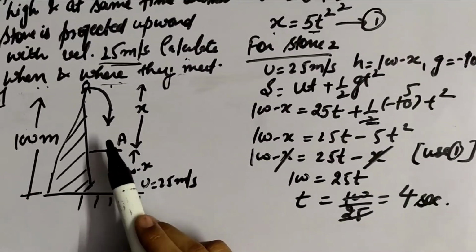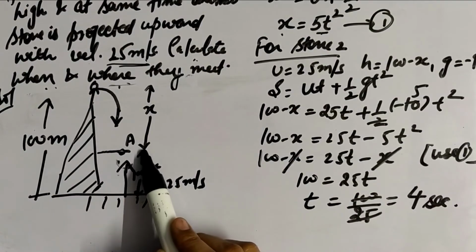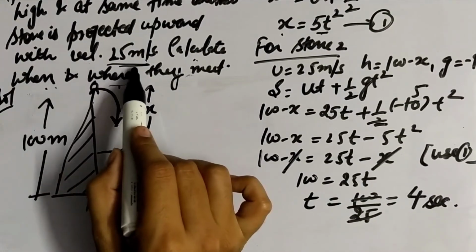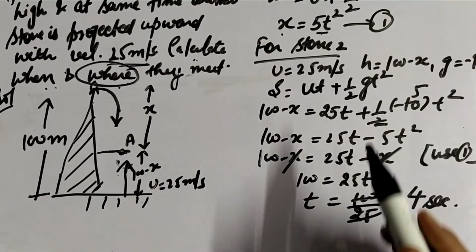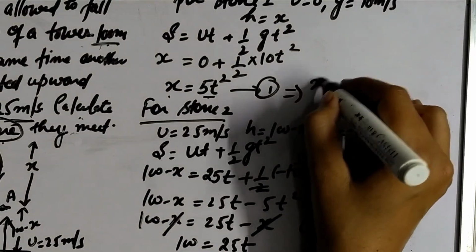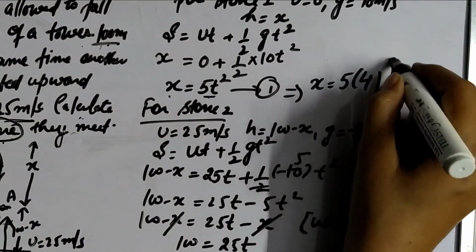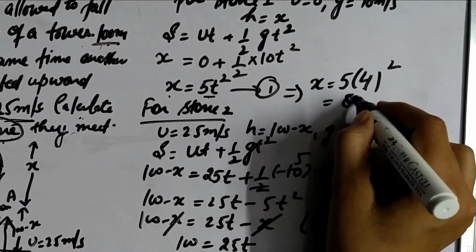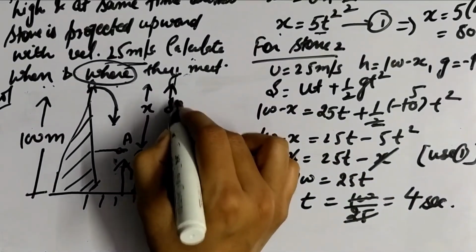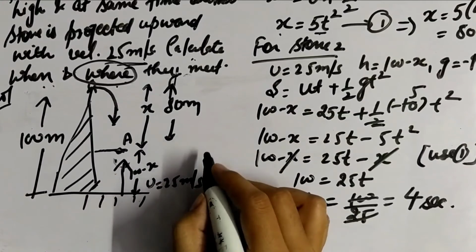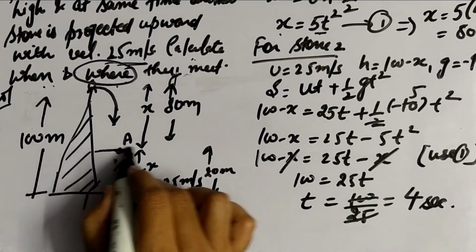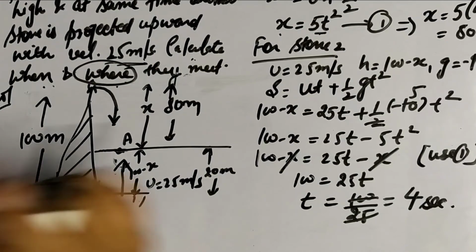These two stones will meet after 4 seconds, and we also need to find where they will meet. The value of t is 4. If we put it here, we get x equals 5 into 4 square, 16 into 5, or 80 meter. So the first stone will cover 80 meter distance, and the second stone will cover the remaining 20 meter distance when they meet. Clear?